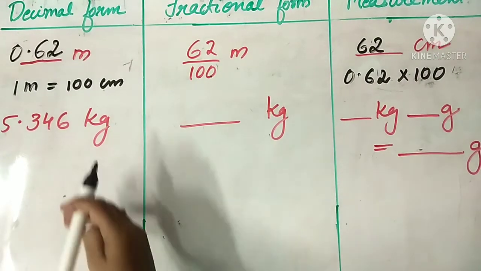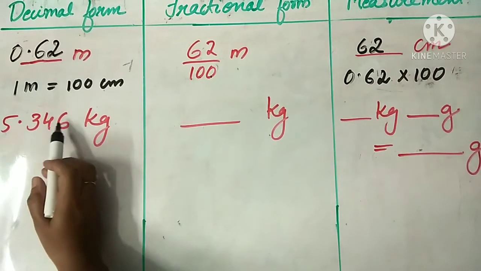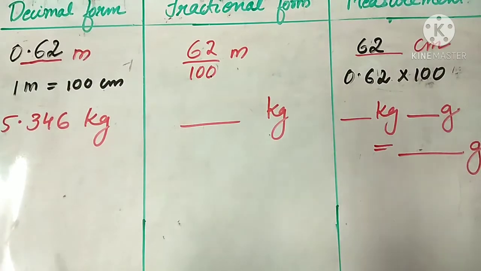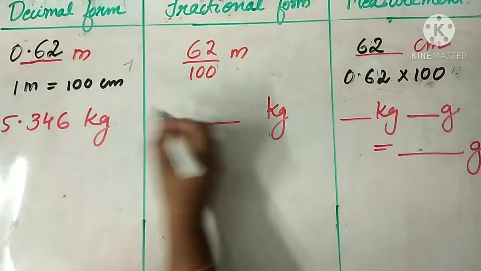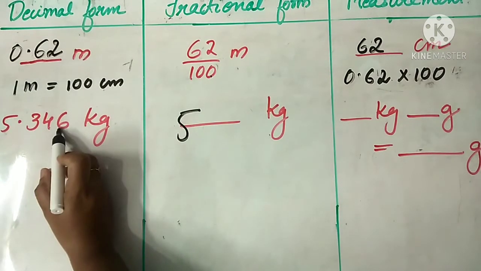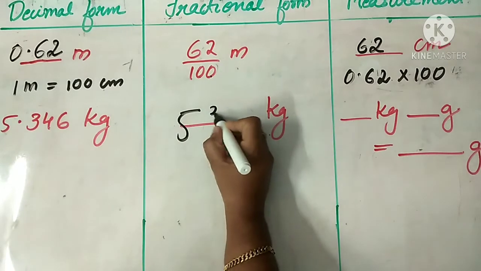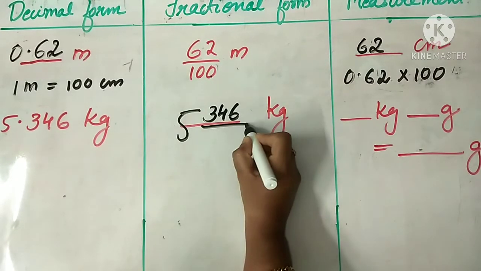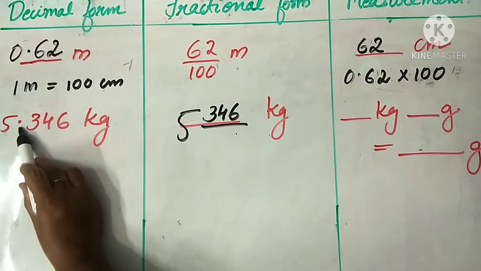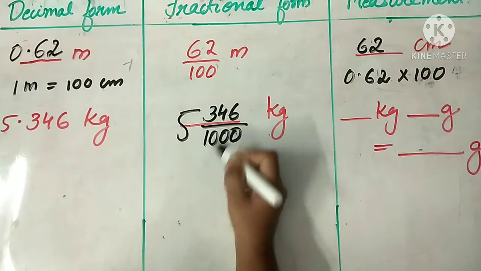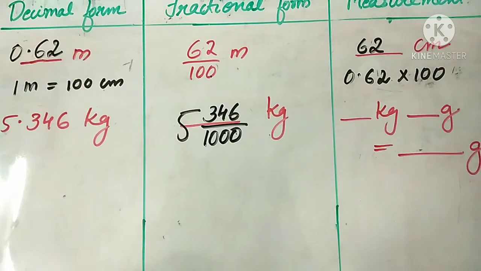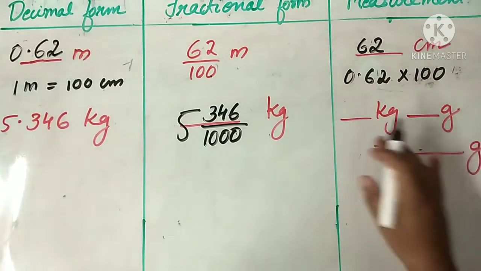Next question, decimal form is given: 5.346 kilogram. We have to find the fractional form as well as the measurement. How will we write the fractional form? The whole number, we write as the whole number itself. Then the number after the decimal point, we write as the numerator. 3, 4, 6 by, how many zeros do we need to put? Here there are 3 numbers after the decimal point. So we put 3 zeros. So the answer is 346 by 1000 kilogram.